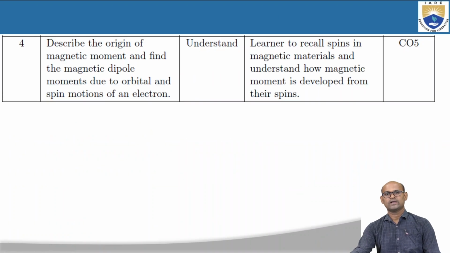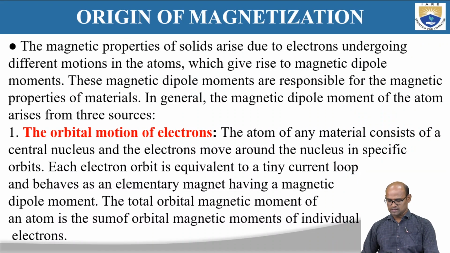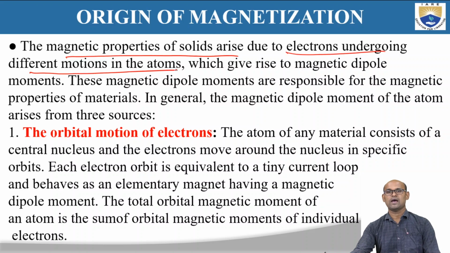Describe the origin of magnetic moment and find the magnetic dipole moments due to the orbital motion of electron and spin motions of electron. So we need to discuss the origin of magnetic moment. The magnetic properties of solids arise due to electrons undergoing different motions in atoms, which give rise to magnetic dipole moments. These magnetic dipole moments are responsible for the magnetic properties of materials.